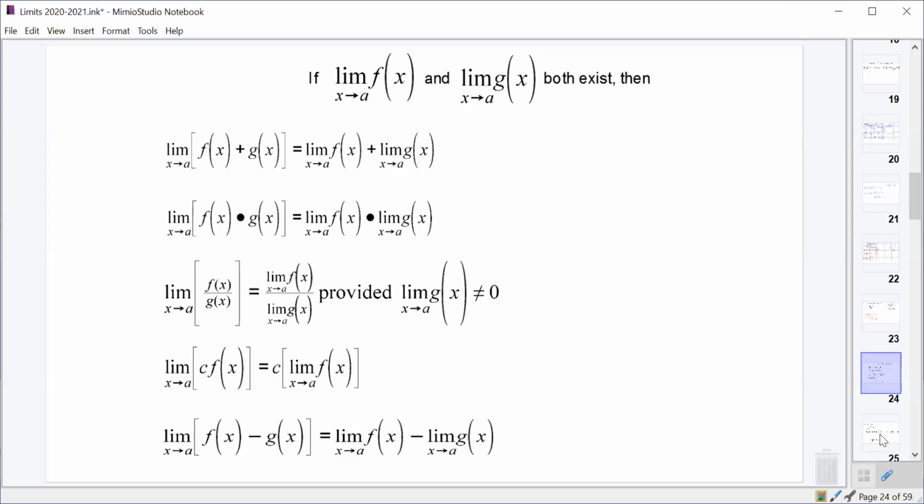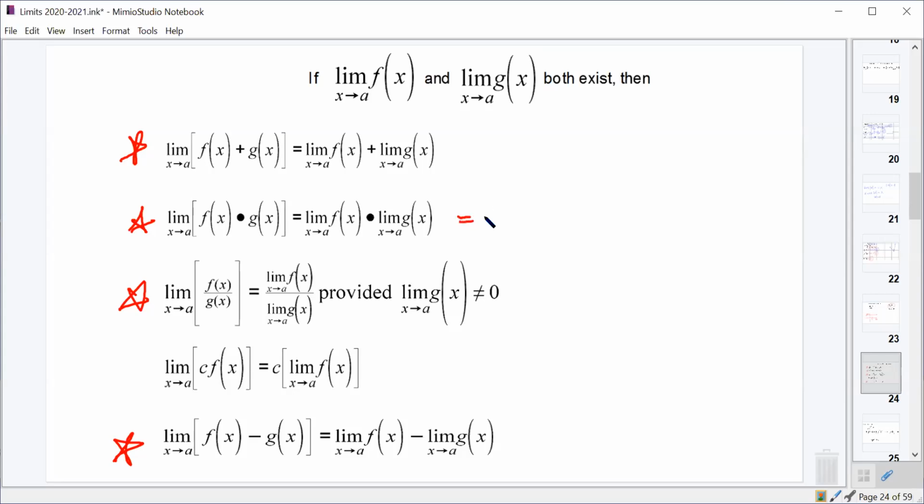Next rules for limits that we're going to talk about are all of these. So as long as our limits as we approach a of f and g both exist, we can separate or combine together our functions using either addition, multiplication, subtraction, or division. We can pull the two functions apart or put the two functions together, however we need to find the limits. So if I have two functions added together, I can evaluate the limits separately if I want to, or if I have two functions being multiplied together, I can evaluate the two limits separately.